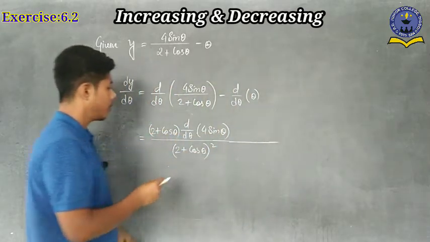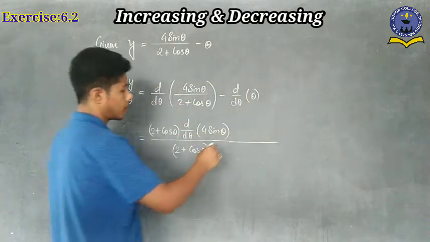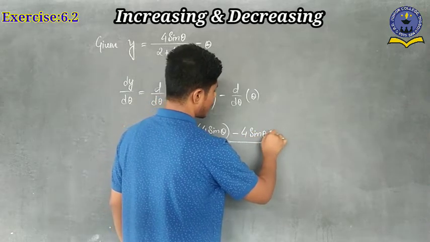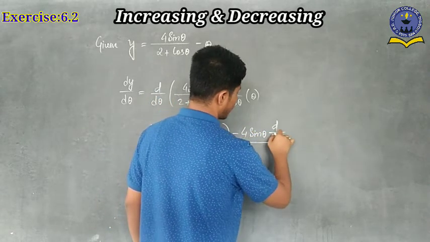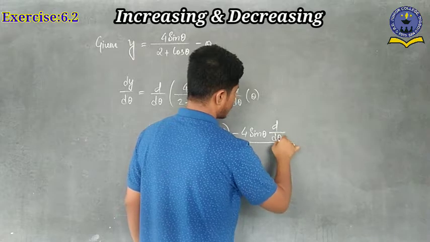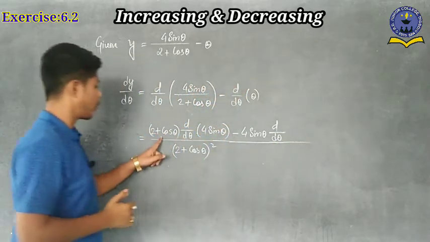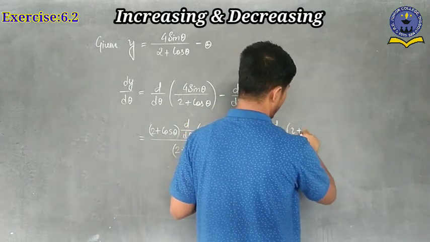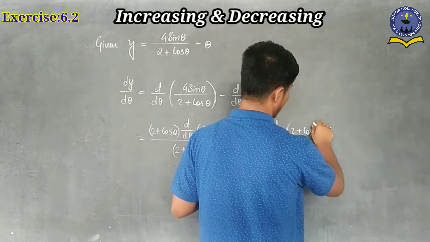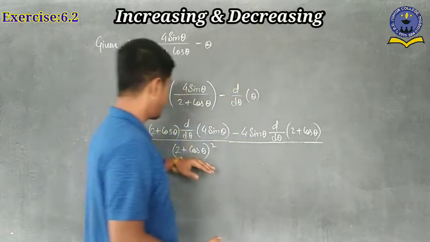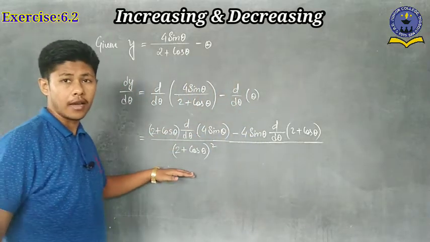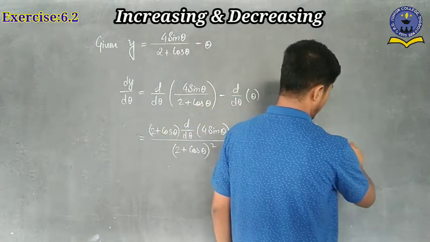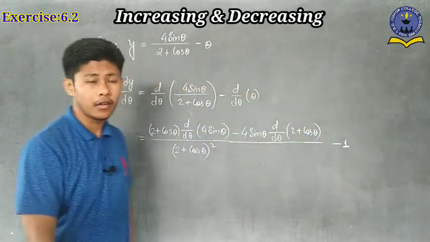In the second part, we keep 4 sine theta, so minus 4 sine theta, and then we write d by d theta of this part. This part is 2 plus cos theta, so we write 2 plus cos theta. Is it clear? This is the first part, and the next part is d by d theta of theta, that is minus 1. Is it clear?